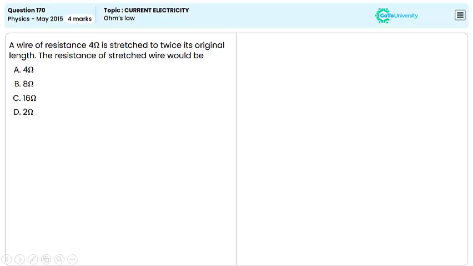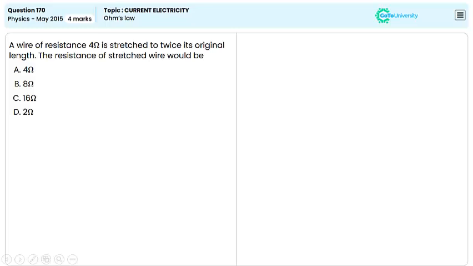A wire of resistance 4 ohm is stretched to twice its original length. What would be the resistance of the stretched wire? When a wire is stretched to twice its original length, both its length and cross-sectional area change.